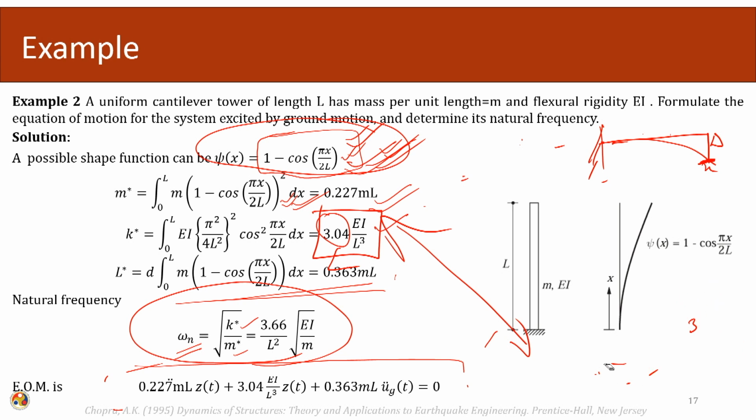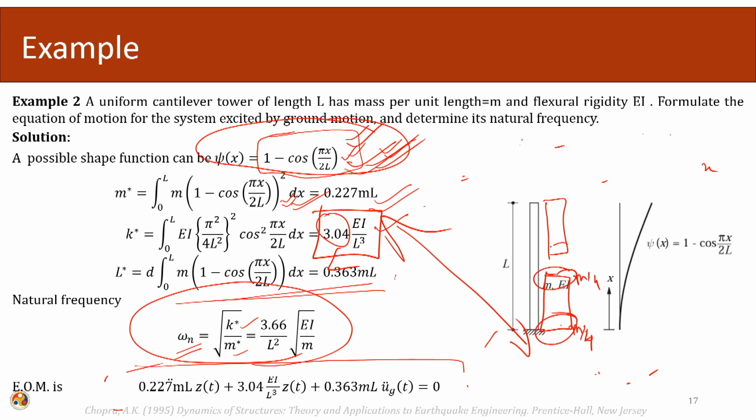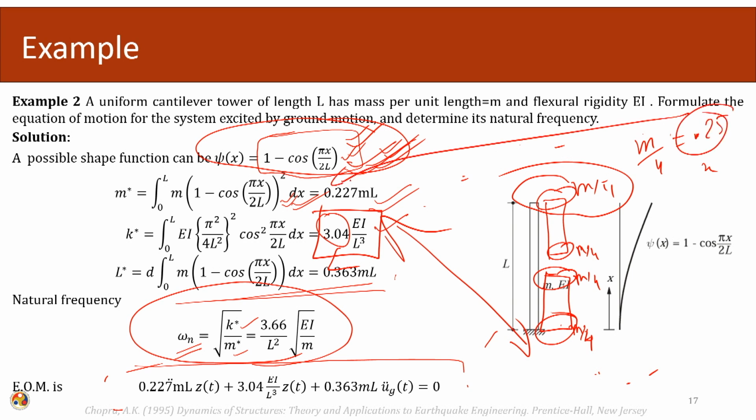And mass also I can do the same thing. Mass also I can break down into two pieces. If I lump it, it becomes m over 4, m over 4, m over 4 and m over 4. Since we are interested in this part only, it becomes m divided by 4, which is 0.25, and this is 0.227, again a rough approximation.